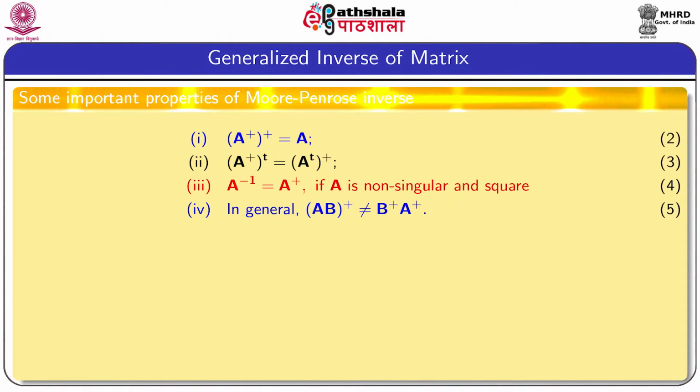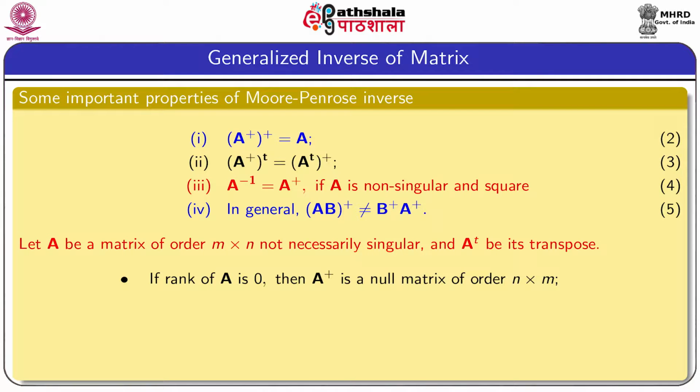If the matrix A is non-singular and square, then the Moore Penrose inverse is equal to the conventional matrix inverse. In general, the Moore Penrose inverse of the matrix AB is not equal to the Moore Penrose inverse of the matrix B times the Moore Penrose inverse of the matrix A. This property is also similar to the conventional matrix inverse.